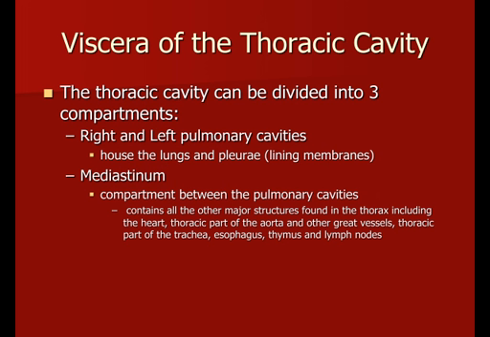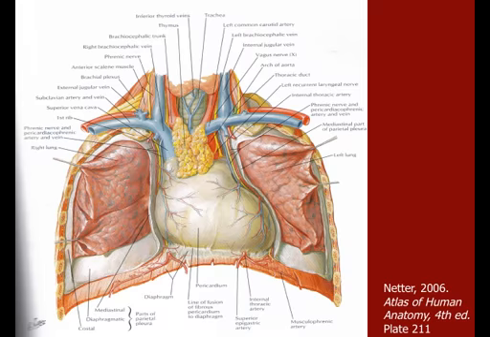Okay, let's talk a little bit about the viscera that is in the thoracic cavity. You have right and left pulmonary cavities, which house the lungs and the pleura, which are lining membranes, and you have your mediastinum, which is between the two pulmonary cavities, and that's where the rest of the major structures are found. Your heart, thoracic part of the aorta, and other great vessels, the thoracic part of the trachea, esophagus, thymus, and lymph nodes. Okay, so here are your pleural cavities, right, one on each side, and everything in here is considered mediastinum.